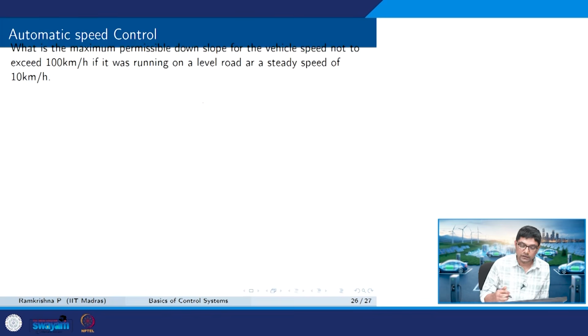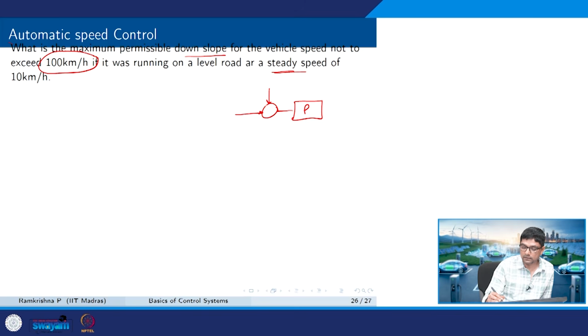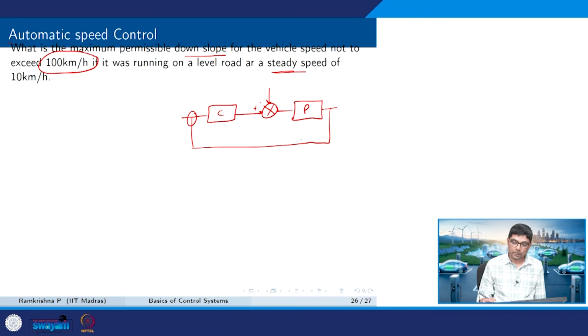What is the maximum permissible downslope for the vehicle to not exceed 100 km per hour if it was running on a level road at a steady state speed of 10 km per hour? So I'll quickly draw this here. I have a plant, this is my car, I have the disturbance here, a minus and a plus, I have my controller here, and all going through a negative feedback. Now, steady state speed is 10 kilometer per hour.